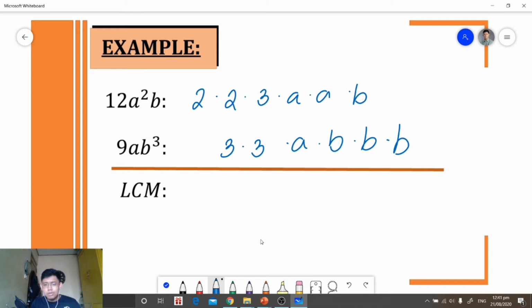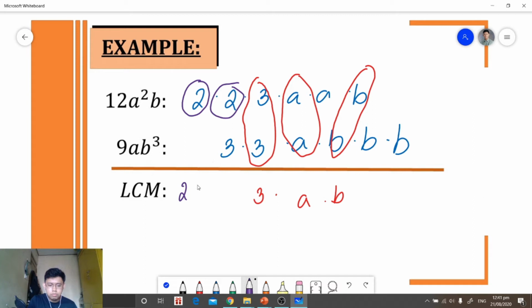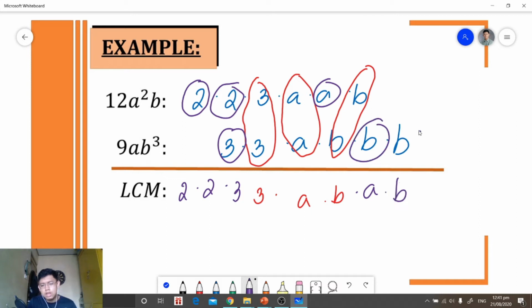And then next step is for us to get the common factor. So get the common factor. It will be counted as 1. So a, we have b, and then we will also include the other factors. So we have 2, and then 3, then a times a, then times b, and then times b. So almost all of your factors will be included for LCM.